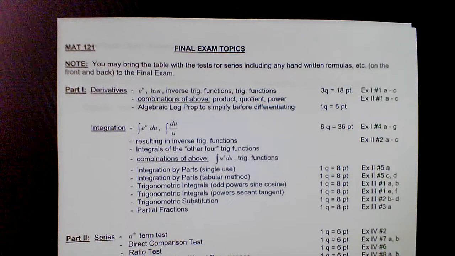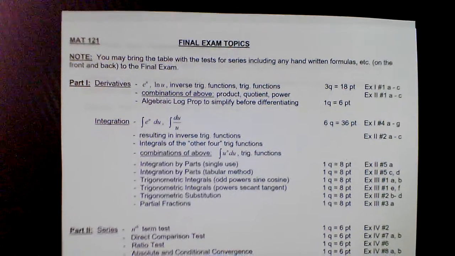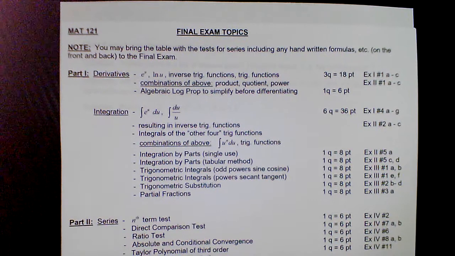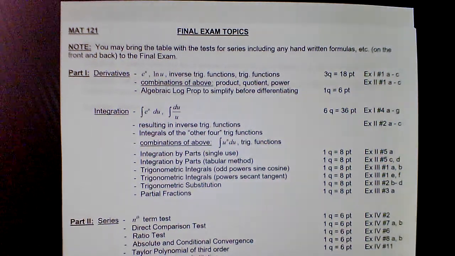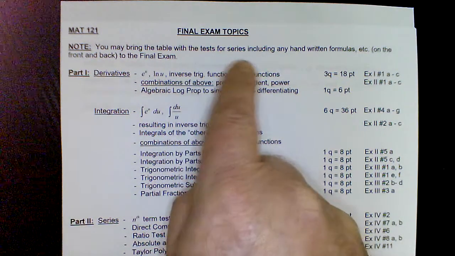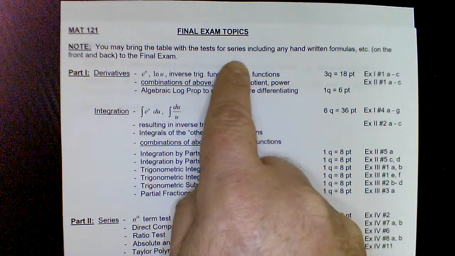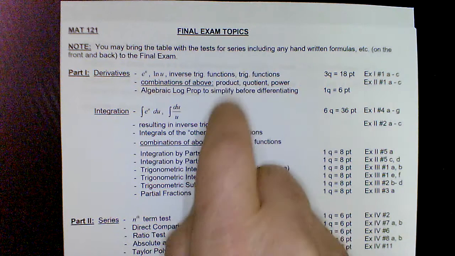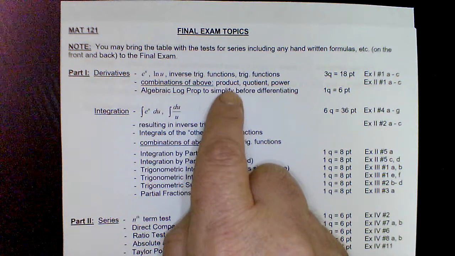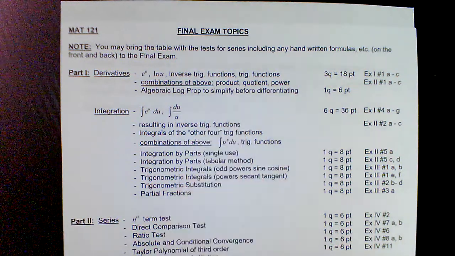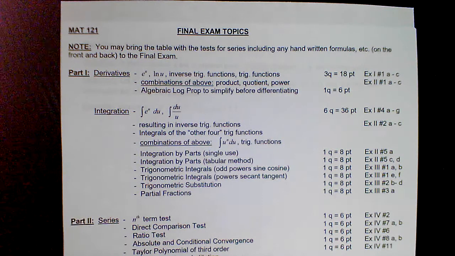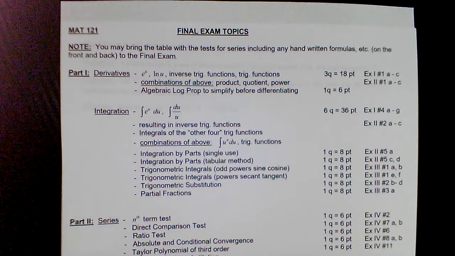and I broke this down by topic, name, and gave you reference questions. Remember, you can bring the table with the test for series and write anything that you want on the back. The only rule is that it has to be handwritten, and use that on the final exam. You're on your honor. I'll have you sign an academic integrity form to hopefully ensure that you'll follow the rules and treat this as a proctored final exam.